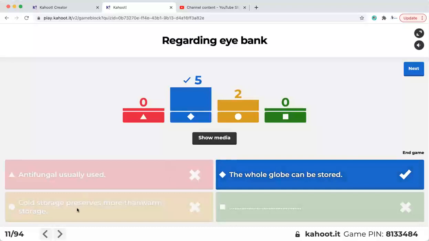We have two preservative media. One is called cold storage, and the other is warm storage. We will learn the difference between them now, apart from the temperature, of course. But warm storage preserves more than cold storage. We don't have the fourth option here, unfortunately, but we can still get the right answer from option B. Let's see who got it right.